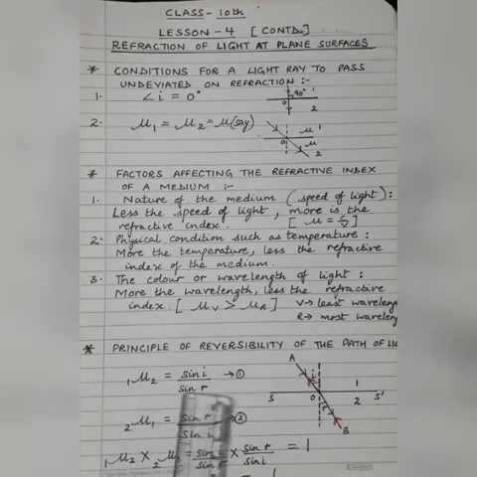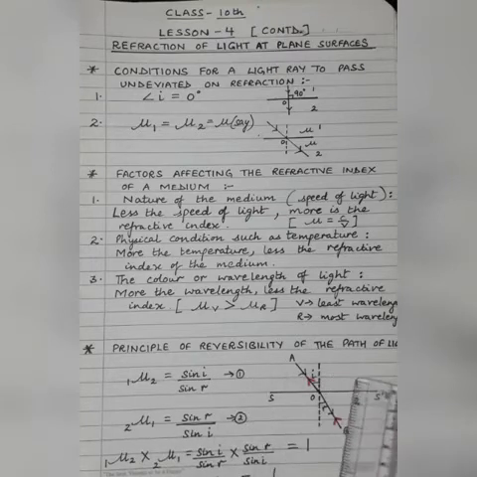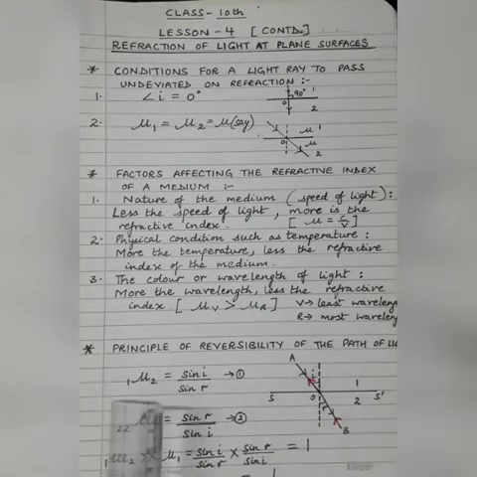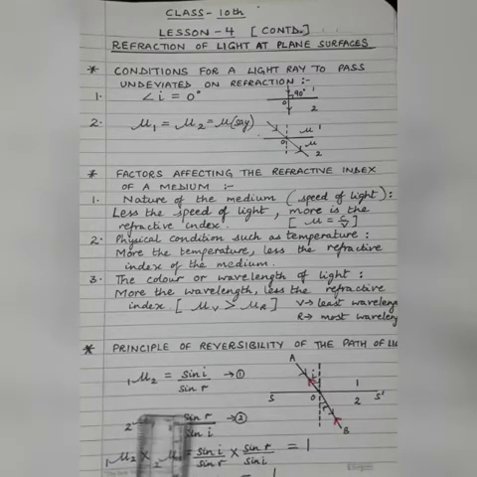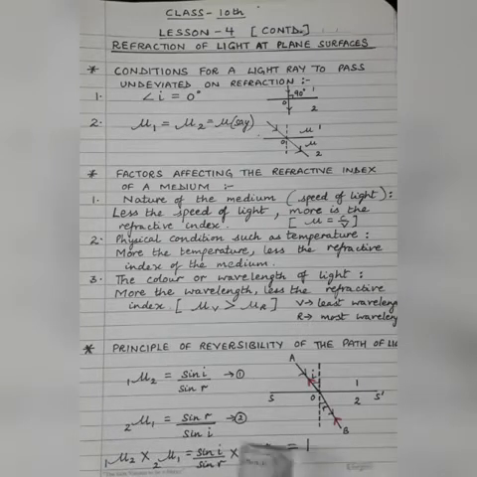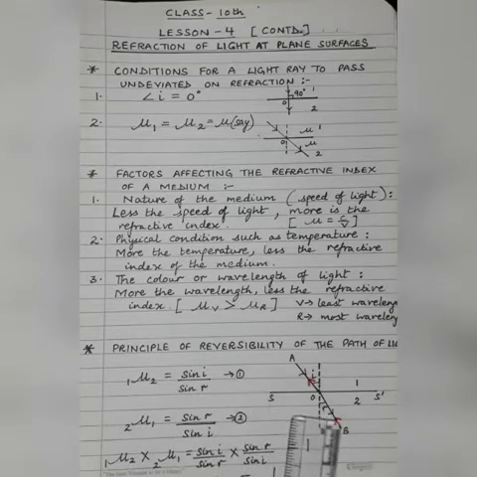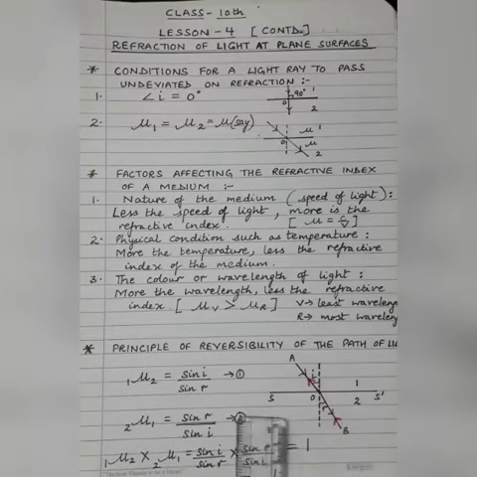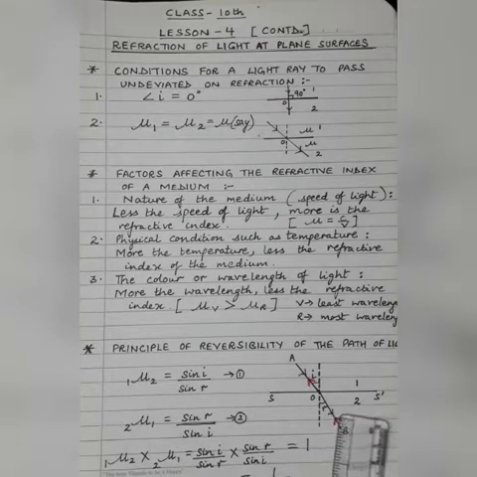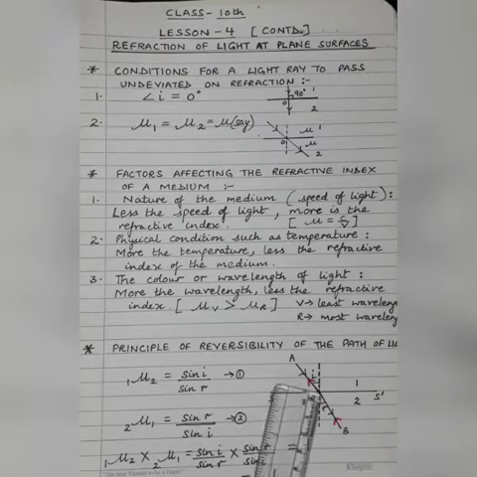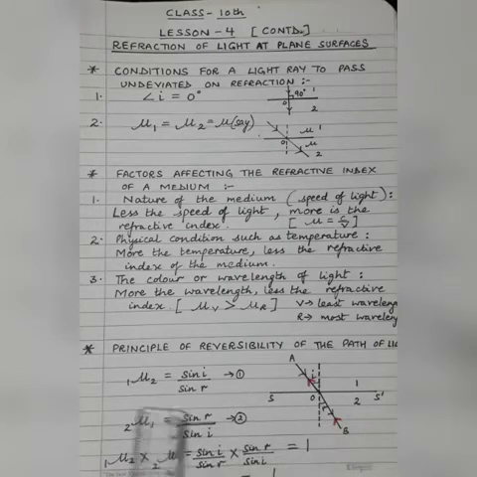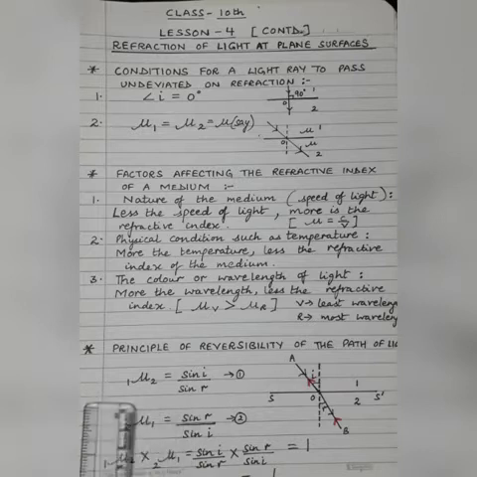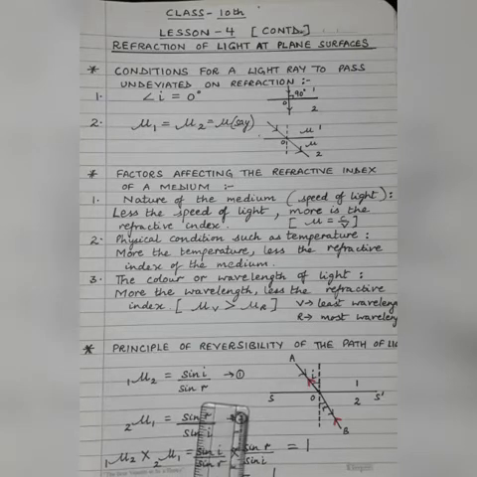Now, the principle of reversibility of the path of light. According to this principle, the path of a light ray is reversible. See this figure. A ray of light AO is incident at an angle i on a plane surface SS dash separating the two media 1 and 2. It is refracted along OB at an angle of refraction r. The refractive index of medium 2 with respect to 1 is sin i upon sin r.